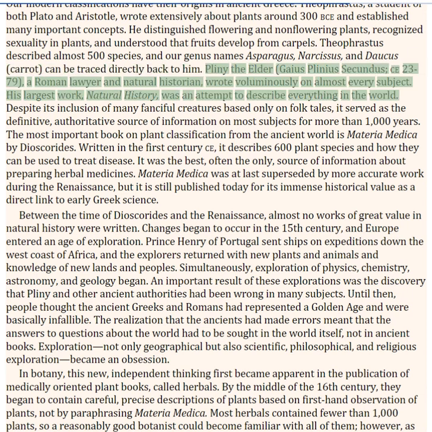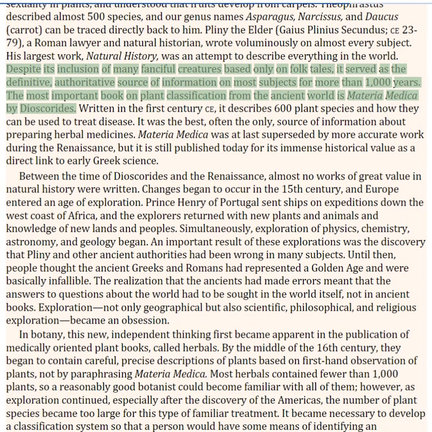Pliny the Elder, a Roman lawyer and natural historian, wrote voluminously on almost every subject. His largest work, Natural History, was an attempt to describe everything in the world. Despite its inclusion of many fanciful creatures based only on folk tales, it served as the definitive, authoritative source of information on most subjects for more than 1,000 years.